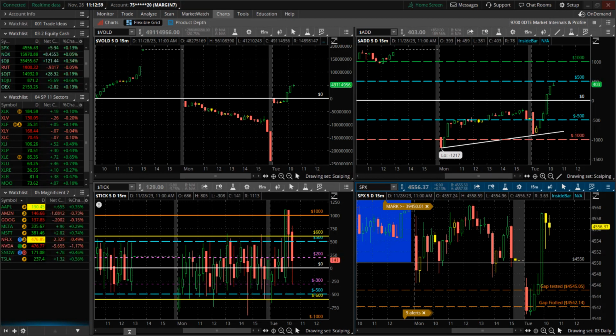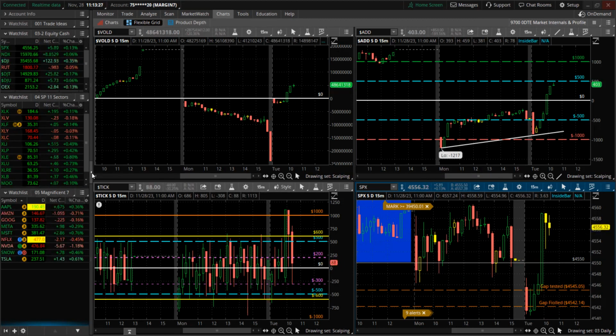This is day trading. So we're looking here at the desktop trading platform, Thinkorswim, now owned by Charles Schwab. Right off the bat, on the left side are watch lists. Top left is the equity indexes, a lot of green, better than what happened yesterday. Yesterday it closed red. The 11 sectors in the S&P 500, a lot of green. And the Magnificent 7, mixed.